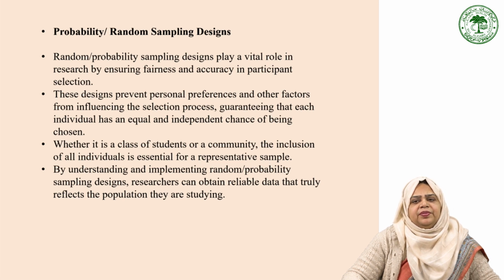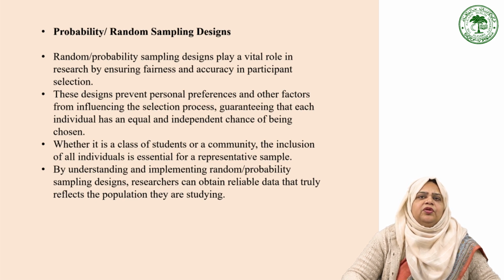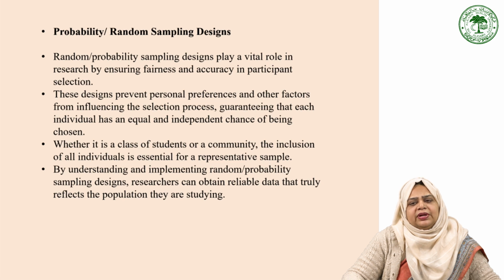This same principle applies to communities as well. Alongside refusal to participate, there may be challenges in identifying all the residents within a community. If a significant number of people cannot be included in the sample due to identification difficulties or refusal, then the sample will not provide an equal chance of selection for each element in the population. Consequently, the sample will fail to accurately represent the total community.